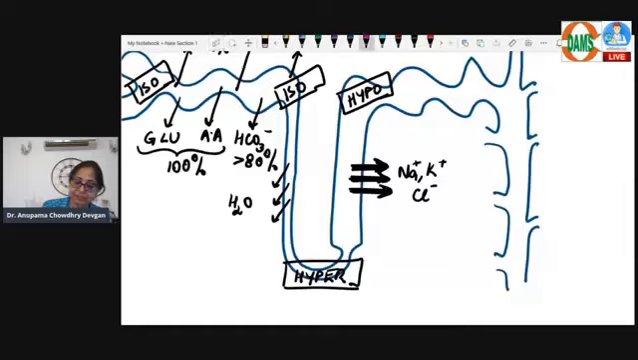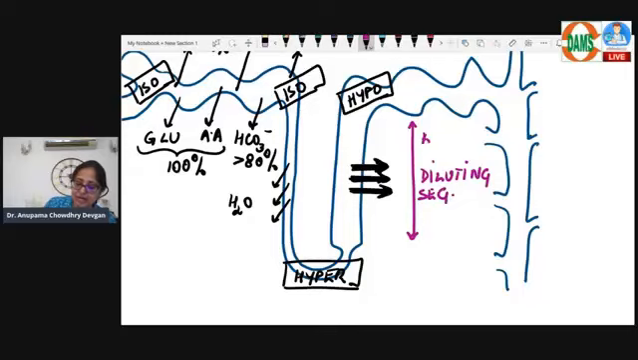And in fact, the thick ascending limb of loop of Henle is known as the diluting segment of the nephron. Why diluting segment? It is producing a dilution of the tubular fluid. How? By absorbing more solutes as compared to absorption of water. And this is sometimes also known as the medullary diluting segment, because this lies in the medulla.